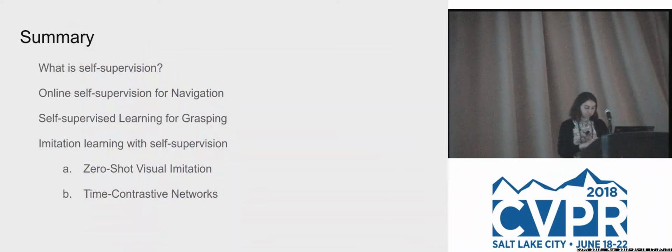In summary, we discussed self-supervision and why it is important. We talked about self-supervision for the purposes of navigation, as well as using online adaptation. We also talked about self-supervised learning for grasping, where you can directly learn grasping, and adversarial learning and how it can make things much more accurate and better. Finally, we talked about imitation learning and using self-supervision for that purpose, and we covered two algorithms, zero-shot imitation and the time contrastive methods.